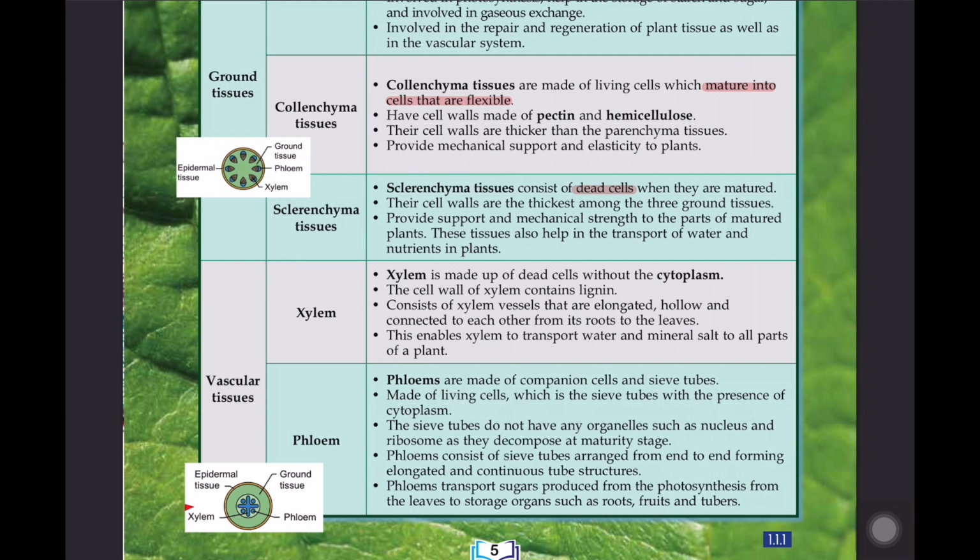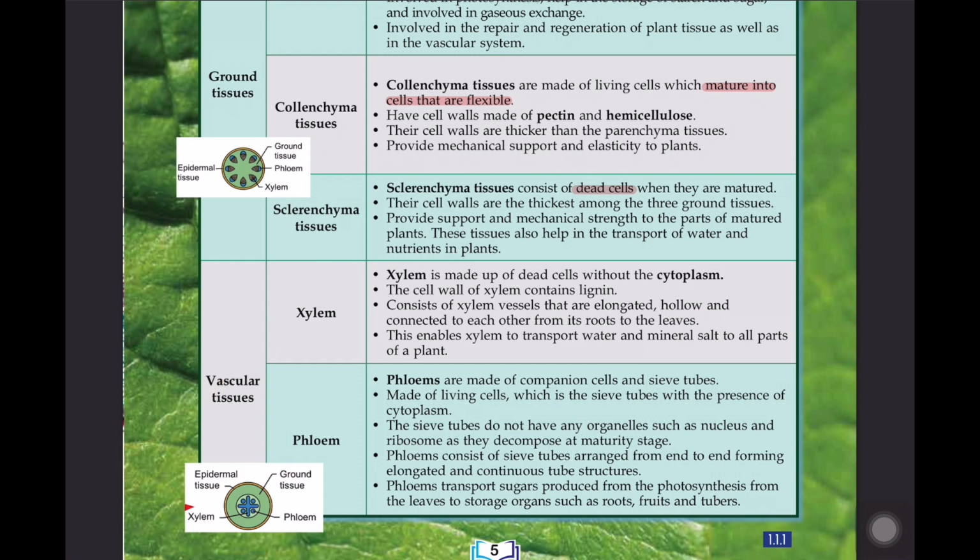Okay. Also because they are matured, they have more time to build that cell wall to be thick. And of course, with the thick cell wall, they provide support and mechanical strength to the parts of matured plants, and they help in the transport of water and nutrients in the plants. So that's ground tissues. Now we go to vascular tissue.